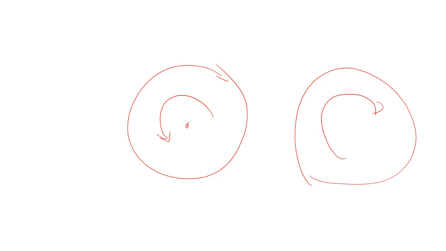In other words, if you've got something rotating in the screen here in the counterclockwise direction, the right-hand rule says that's pointed towards you. If it's rotating in the other direction, the right-hand rule says it's pointing away from you.